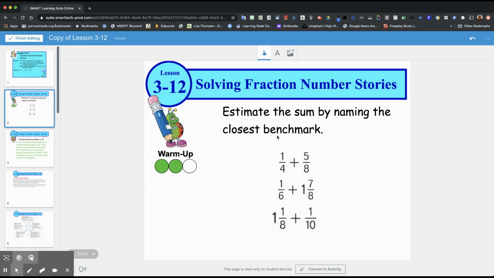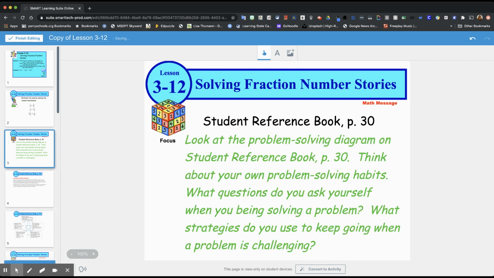What is the purpose of estimating the sum? It's to make sure our answers are logical and make sense. So we're going to look at student reference book, page 30. You do not need to pause the computer or your screen to go onto the student reference book. You can, but it's not needed because I have it on these slides. We're going to look at page 30.